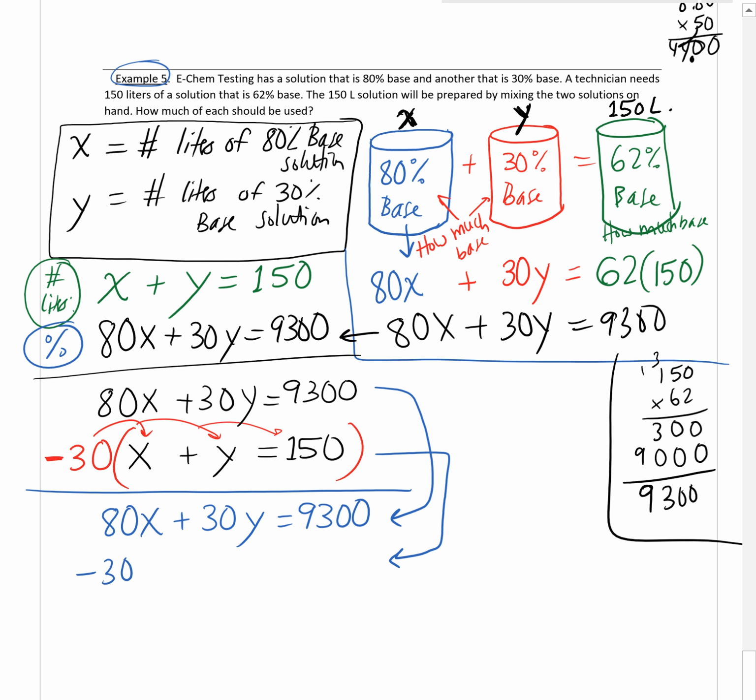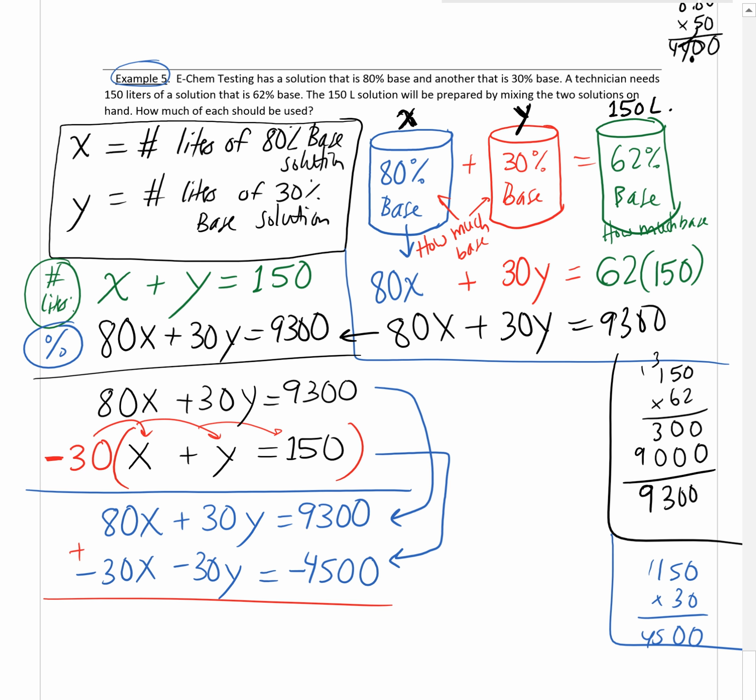So I'll have negative 30x minus 30y equals, what would that be? Negative 4,500? Let me see, I have to make sure. I'm paranoid about multiplying wrong now. Okay, yeah, 4,500. Alright, now these guys are ready to be added together. The y's will disappear and we'll know what x is. We got 80x and subtract 30x, that's 50x. The y's disappear. 9,300 minus 4,500 would be 4,800. Is that true? Yeah, that's true.